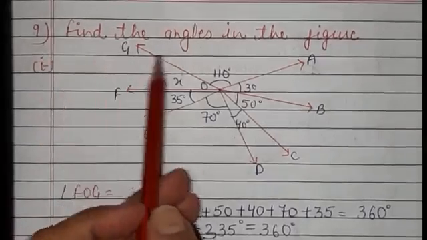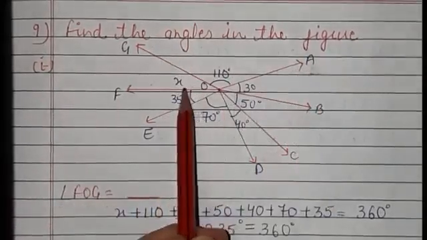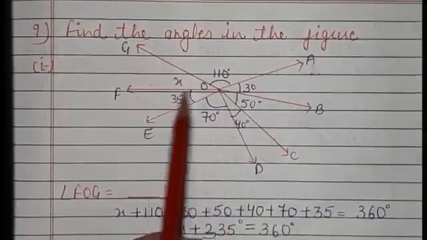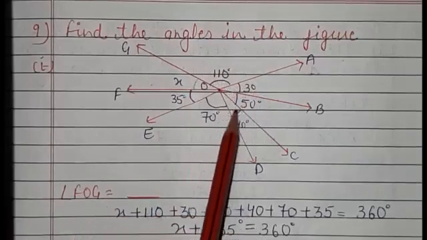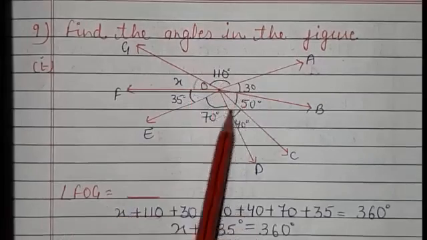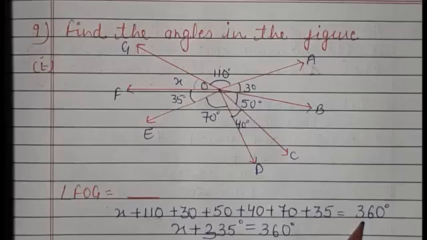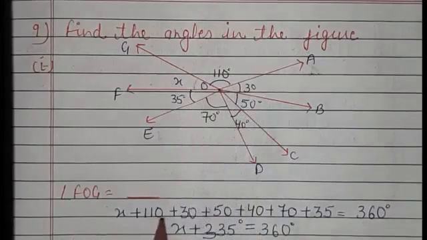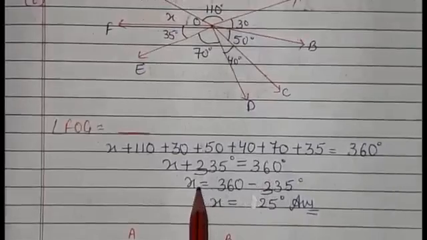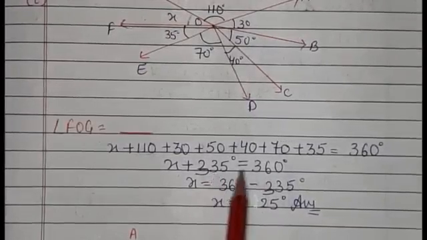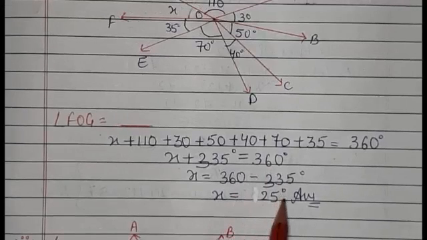Now sum number 9. Find the angles in the figure. Here we have to find out angle FOG, that means this angle. So we know that the sum of all angles is equal to 360 degrees, a complete angle. So put all the angles and add. When we add, it will come X plus 335 is equal to 360 degrees. Now transpose 335 from the left hand side to the right hand side, we have to subtract. So the value of X is 25 degrees.